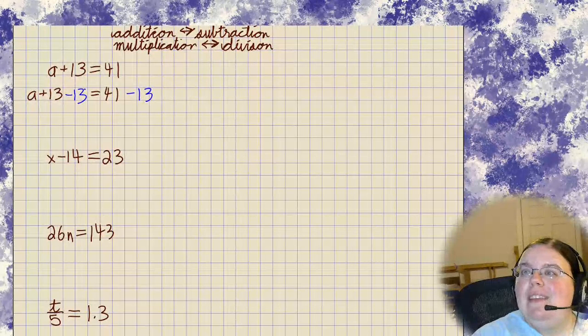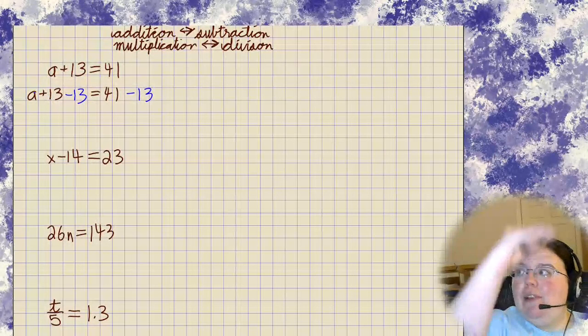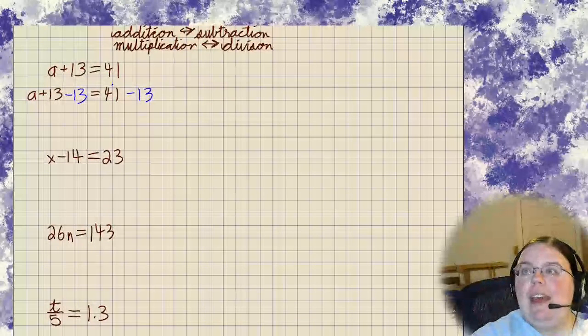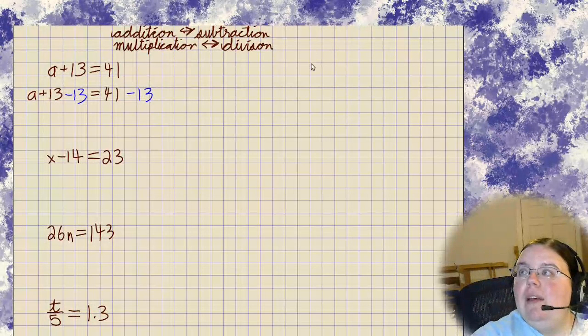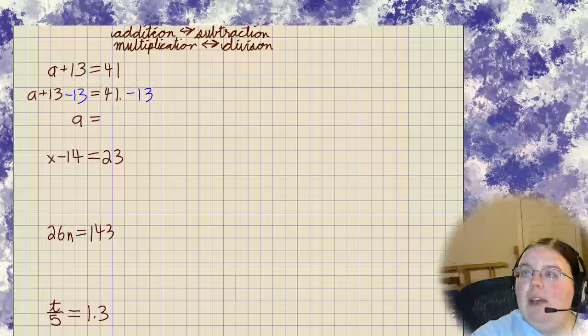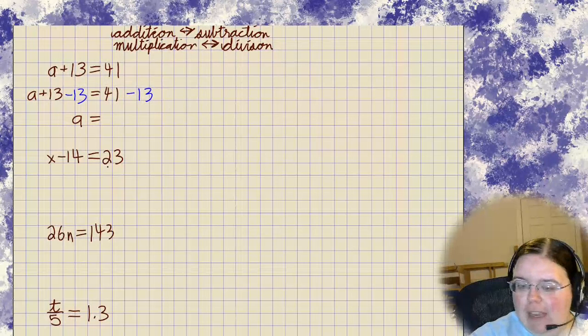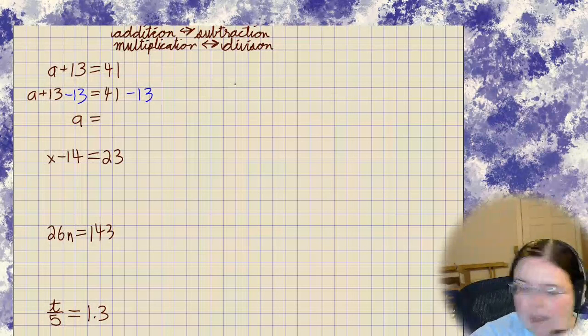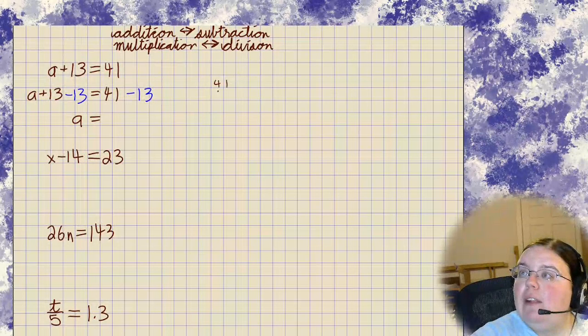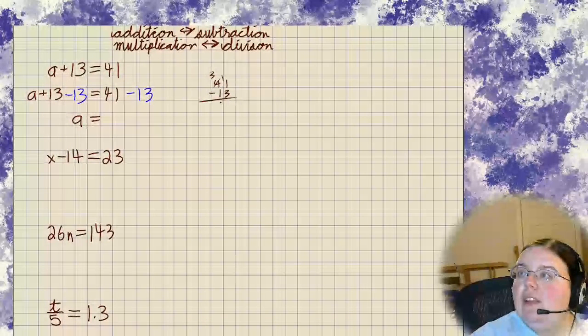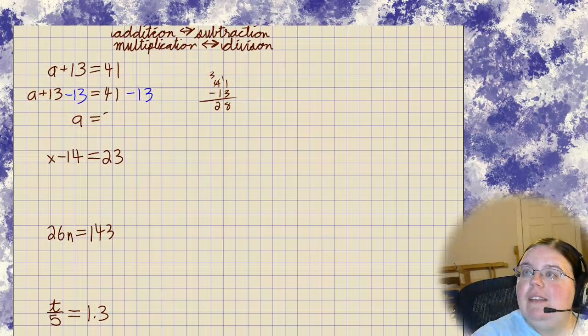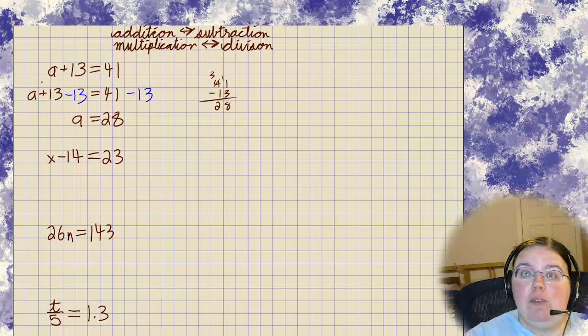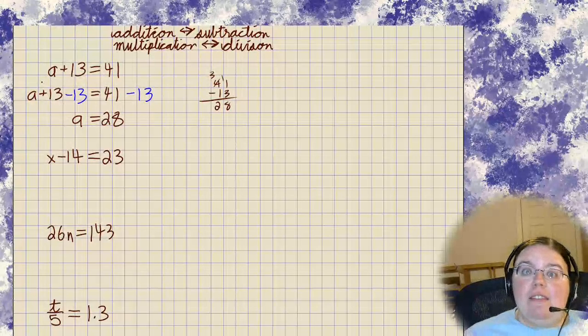Now, this just eliminates, because if you have a, plus 13 minus 13 brings you right back to a. So now, on our left-hand side, we just have a. On our right-hand side, we just have 41 minus 13, which I should have had a calculator handy. No problem, I'll just do it the long way. So let's see, I get 28 from that. So this tells me that for this equation to work, I need a to equal 28. If a equals anything else, this equation will not work.